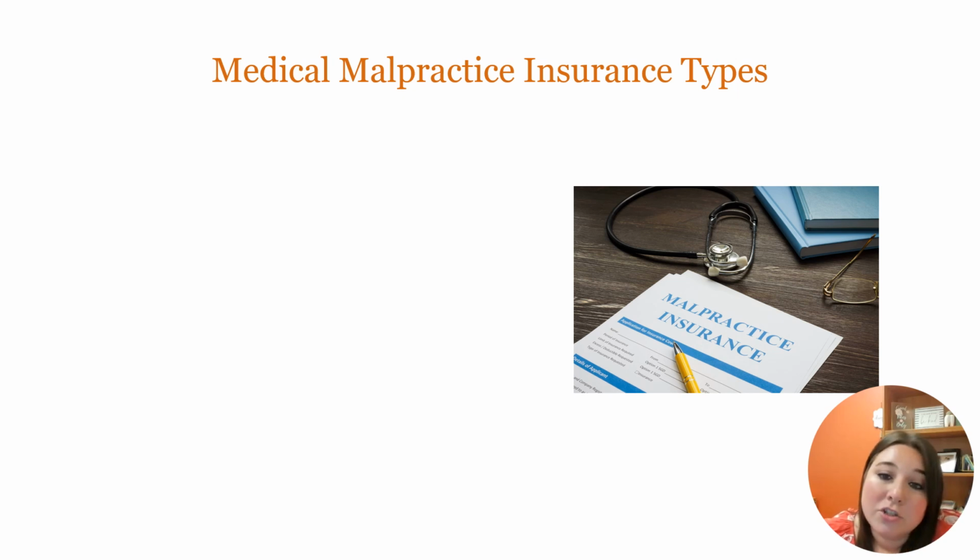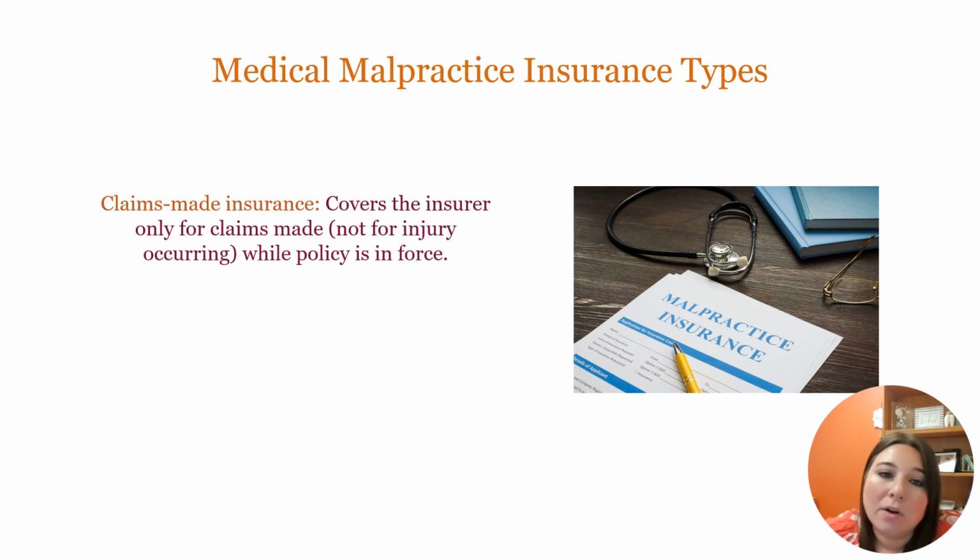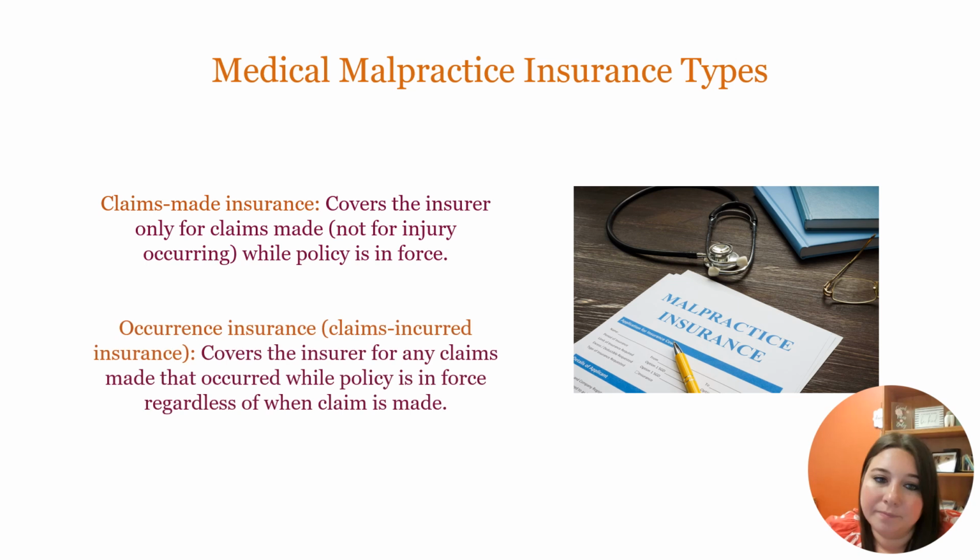Medical malpractice insurance types. So there are claims-made insurances, which covers the insurer only for claims made, not for injuries occurring while the policy is in force. Then we have occurrence insurance or claims incurred insurance. This covers the insurer for any claims made that occurred while the policy is in force, regardless of when the claim is made.